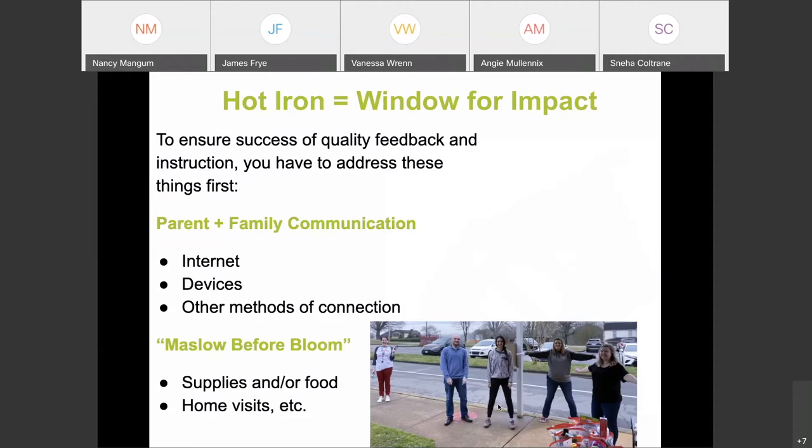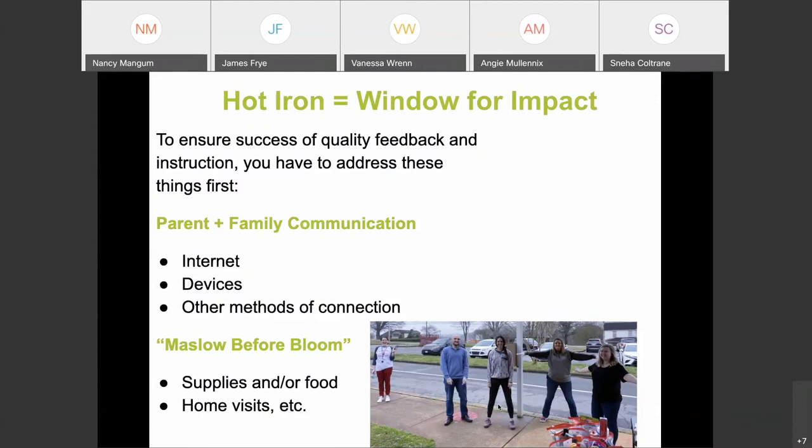And that was that 1 week for us when things were still uncertain and people were unsure and didn't really know what to expect. We took that time to communicate early and communicate often with students, with parents, and the like. So to ensure success of mastery, quality feedback, and remote instruction, you have to address these things first. And I'd be remiss not to mention it. So parent and family communication.